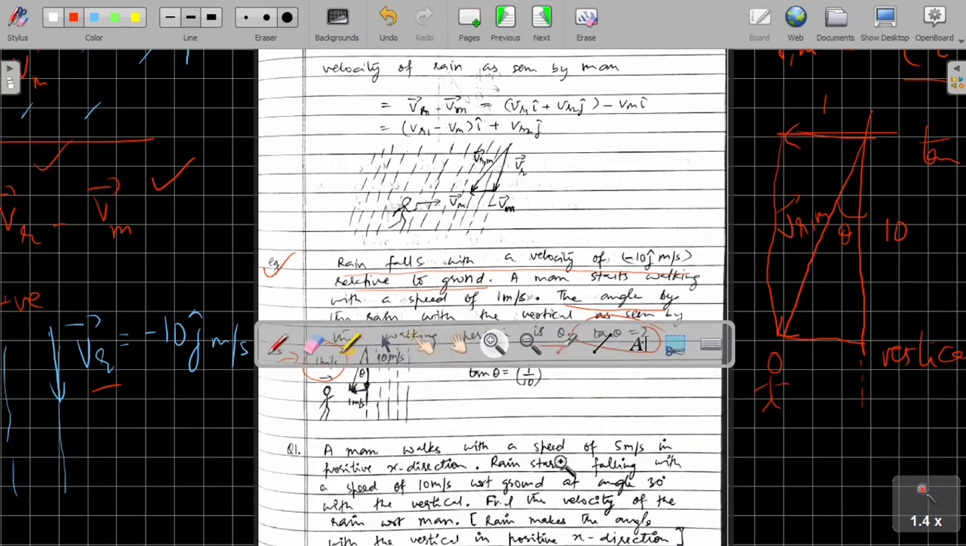So the next problem, let's see. Man walks with a speed of 5 meter per second, positive x direction. Rain is falling with a speed of 10 meter per second with respect to ground at an angle 30 degree with the vertical. Find the velocity of the rain with respect to man. Rain makes the angle with the vertical in positive direction. Okay.